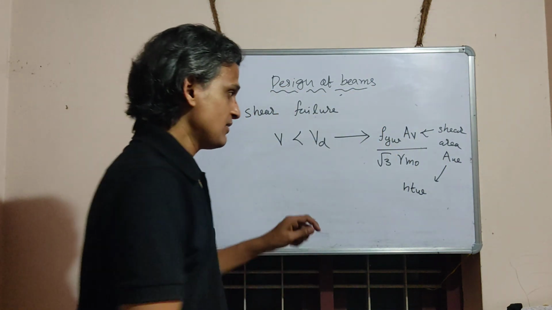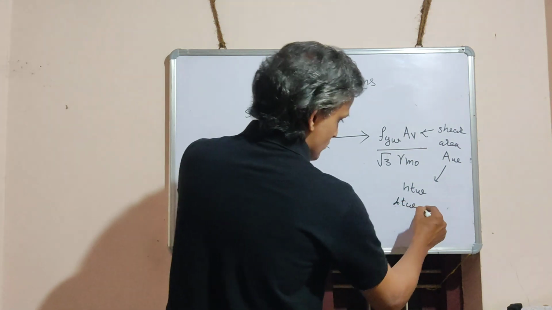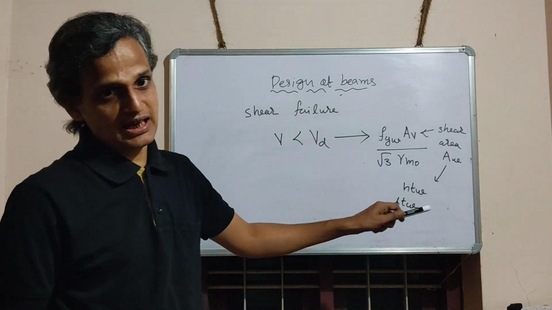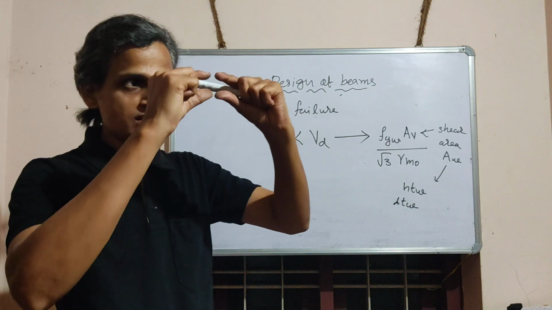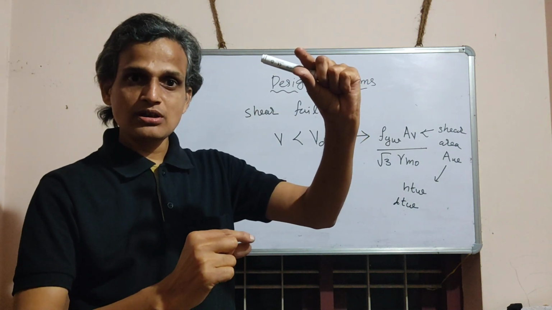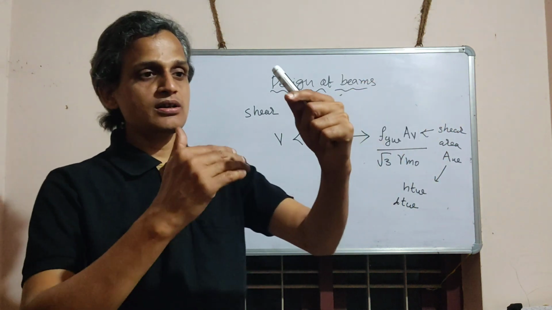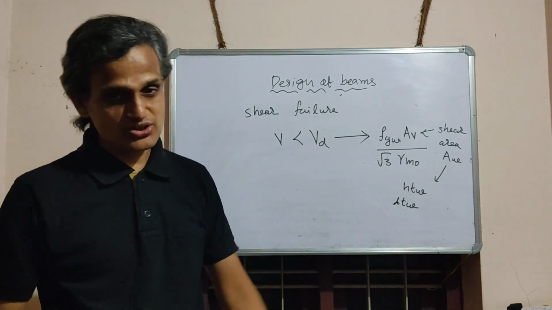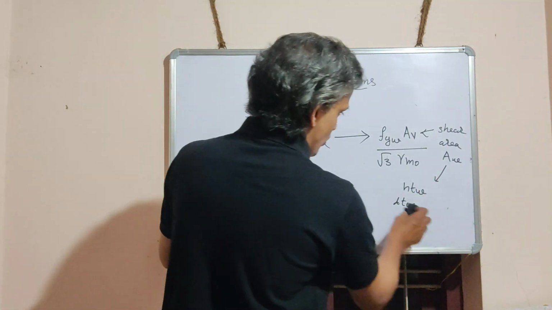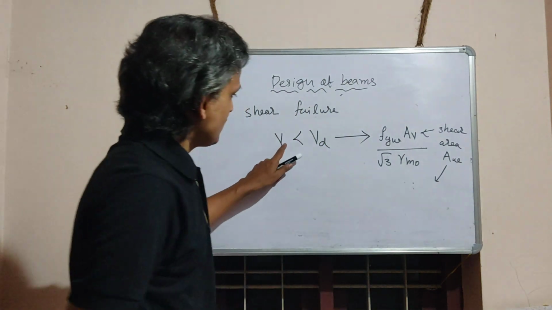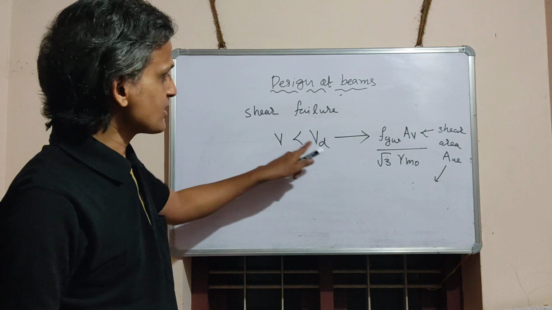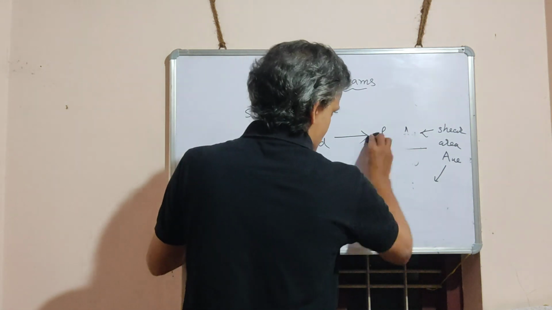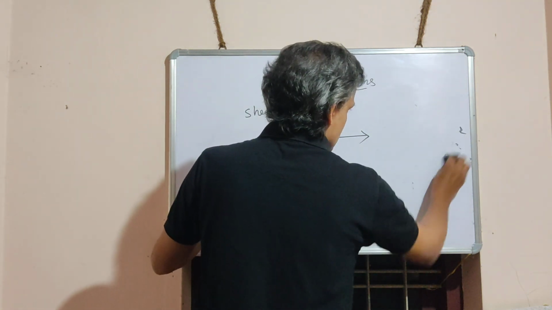For fabricated sections, we have to use d into tw, where d is the depth of web only. The difference between h and d is that h is the overall depth, which includes the top and bottom flange thicknesses also. But if we consider the web only, excluding the flange, that term is d. That is the area of shear. So the basic idea is that the shear capacity of a given section should be greater than the applied shear force due to external loads.